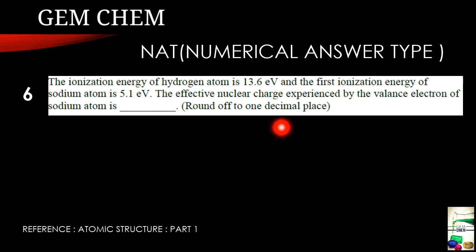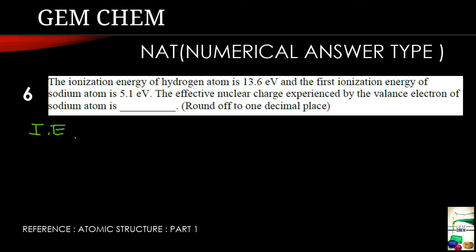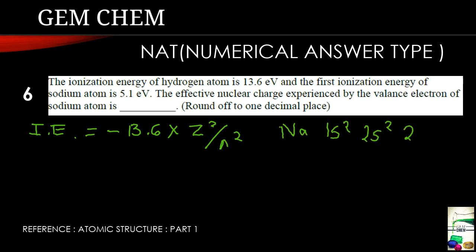And round off to 1 decimal place. So it is easy. First we will write the formula for ionization energy. It is equal to minus 13.6 into Z square by N square. Now here we know that sodium is 1s2, 2s2, 2p6 and 3s1. So here the valence shell electron is present in N equals to 3, right, and on ionization it will go from N equals to 3 to N equals to 4.